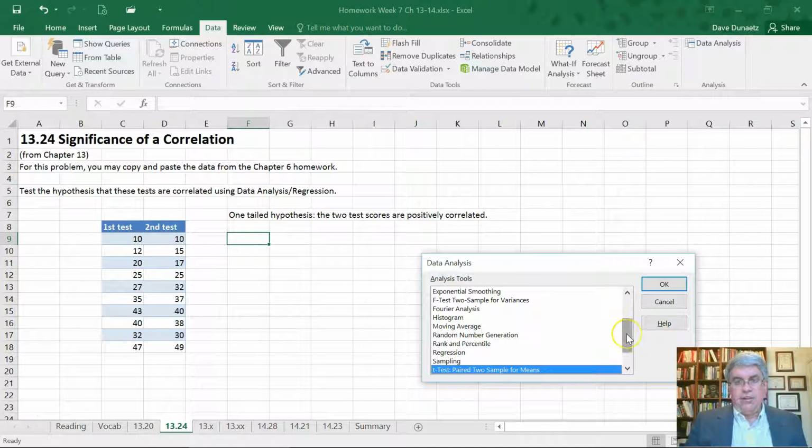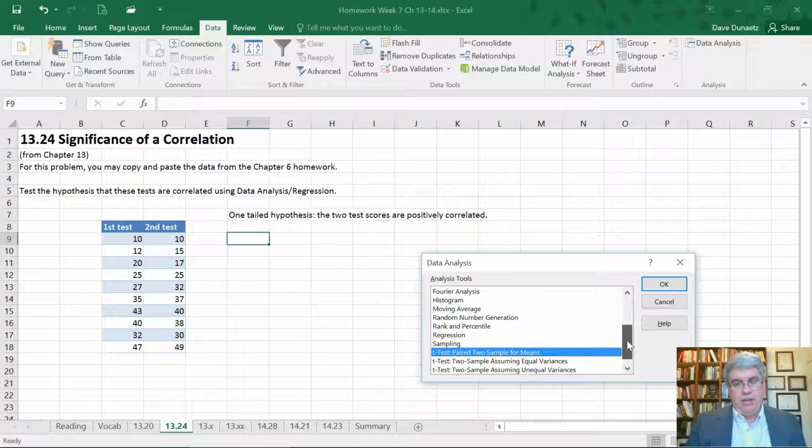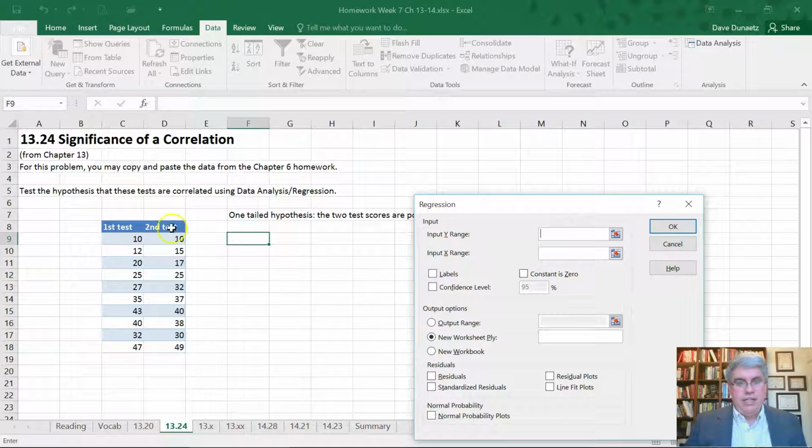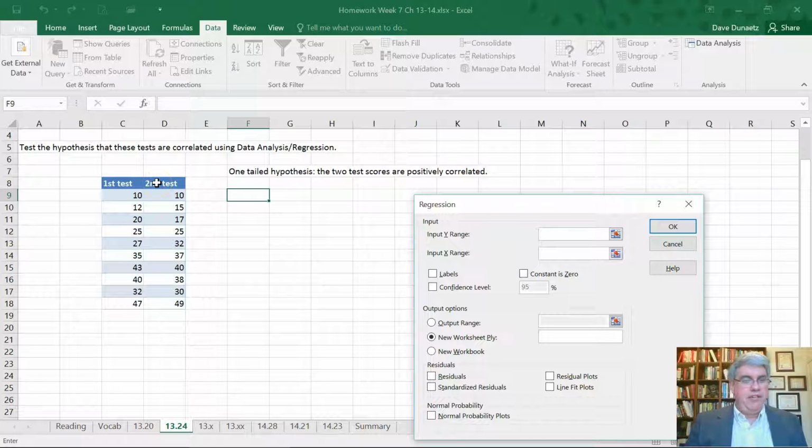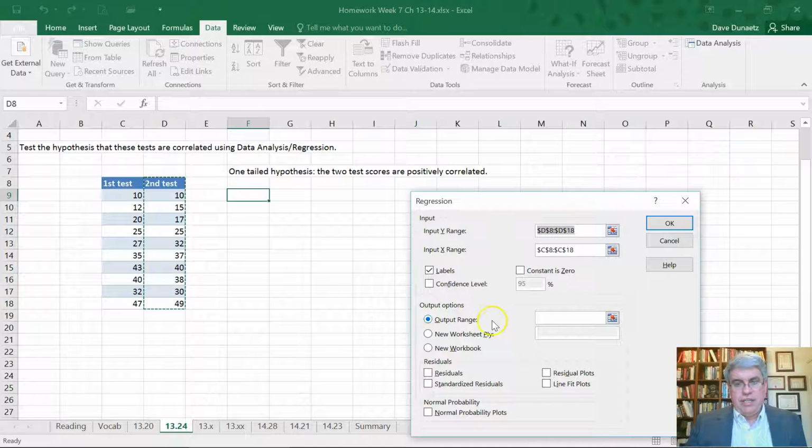So we're going to go to data analysis, and rather than correlation, which doesn't give us a significance, we're going to use regression. I press OK. Now the Y input range, it doesn't really matter which one is X and Y. I'll have the second test be Y, and I'll have the first test be X. And we've got labels at the top. And the output range, I click in the output range box there, and we'll just put it here. And we can press OK.